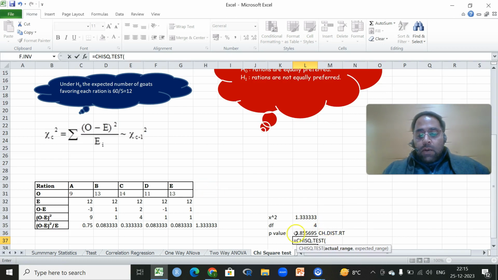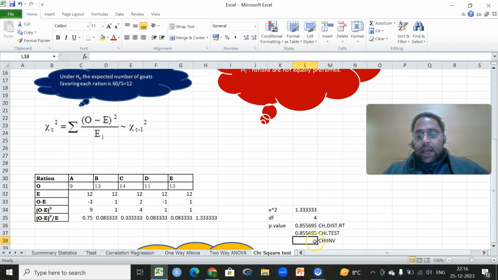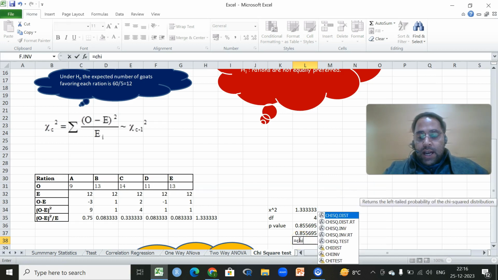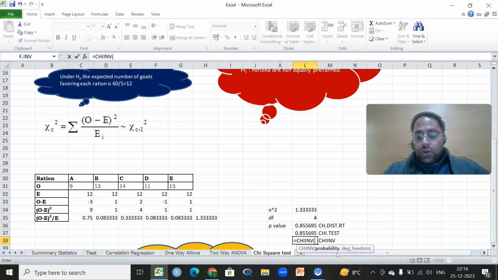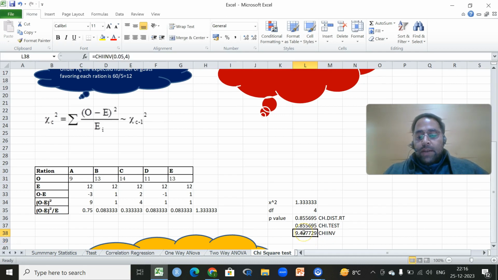Now the other thing is that we will use this function CHISQ.TEST. For that, since we have already calculated the actual values or observed values, comma, then we will take these expected frequencies in this case and press enter. Again we can verify this, we have a p-value. Then we'll be using this CHISQ.INV function also. For that we will set a probability value, then followed by the degrees of freedom 4, so that we will get the tabulated value. Since we have calculated the chi-square, we'll enter, so we have a tabulated value here.